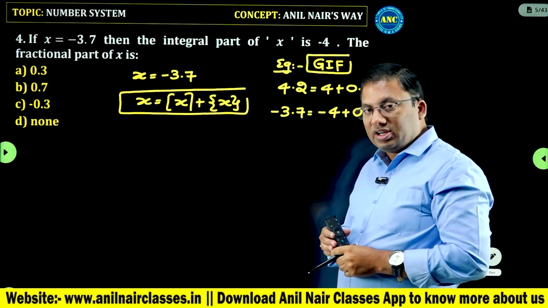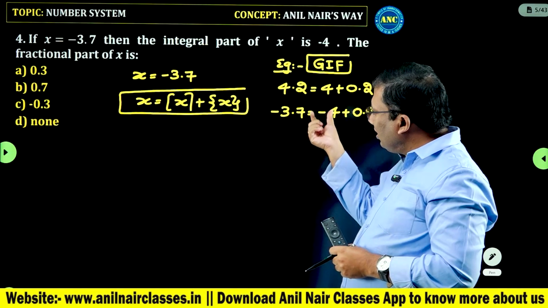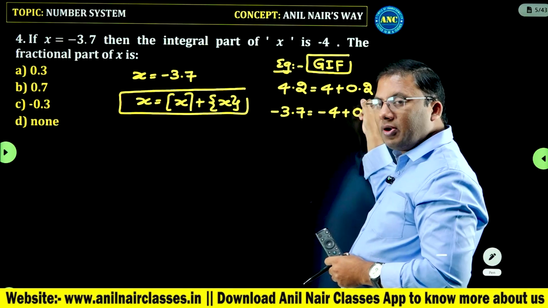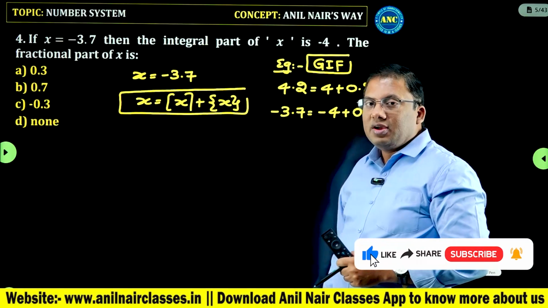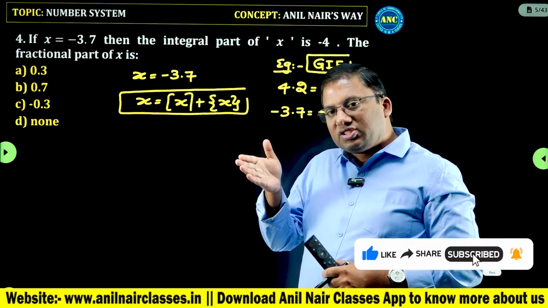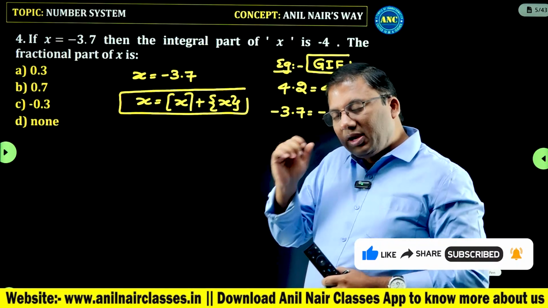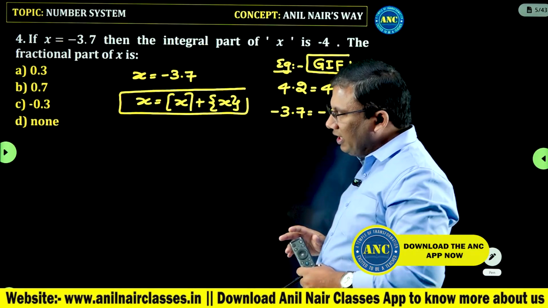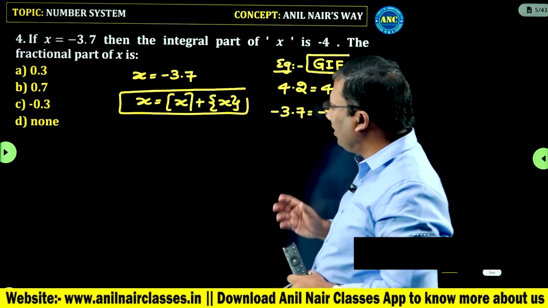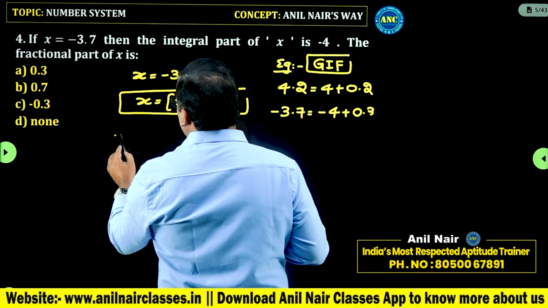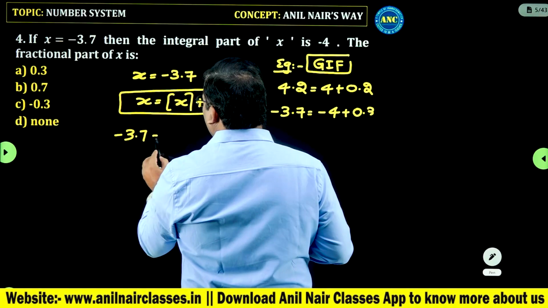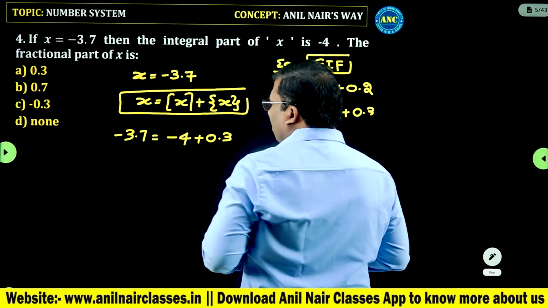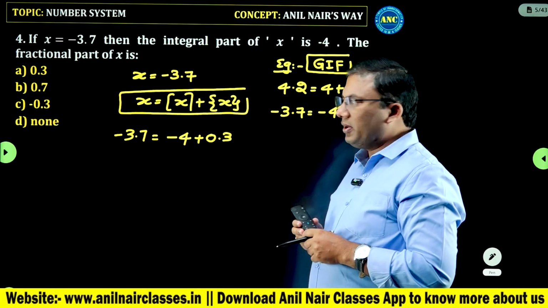What do you mean by greatest integer function? The greatest integer that is just less than 4.2, which is 4. So 4 plus 0.2. The greatest integer of minus 3.7 is the greatest integer that is just less than minus 3.7, right? It is minus 4 plus 0.3. That means if it is minus 3.7, this can be written as minus 4 plus 0.3.